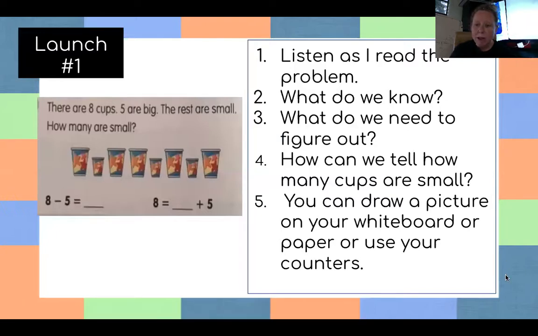All right, make sure that you have your paper or your whiteboard. Listen as I read the problem. There are 8 cups. 5 are big. The rest are small. How many are small? Let's think before we write. What do we know? We know that there are 8 cups in all. What else do we know about these cups?